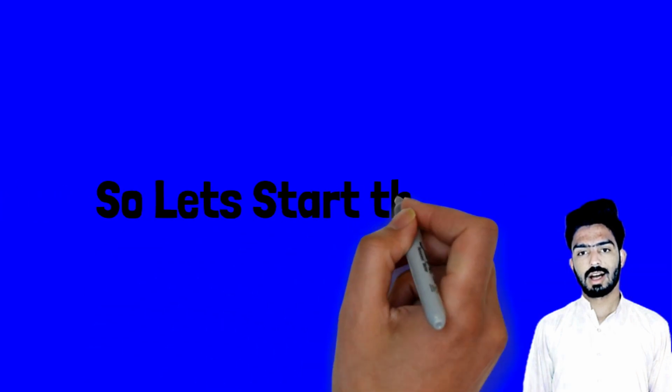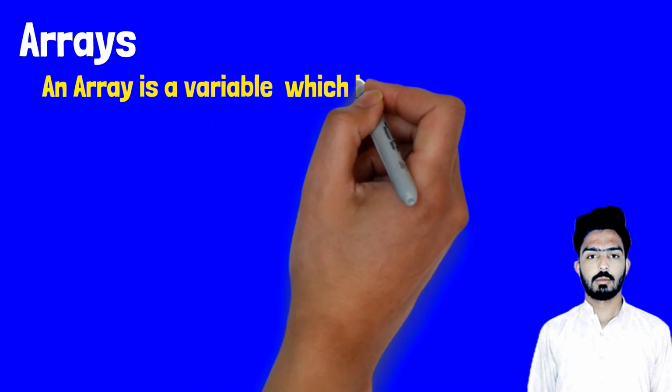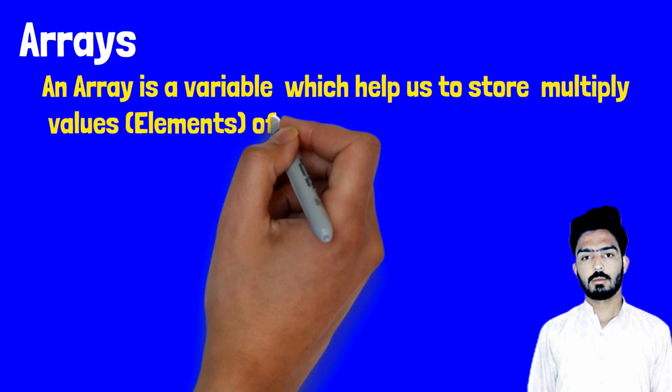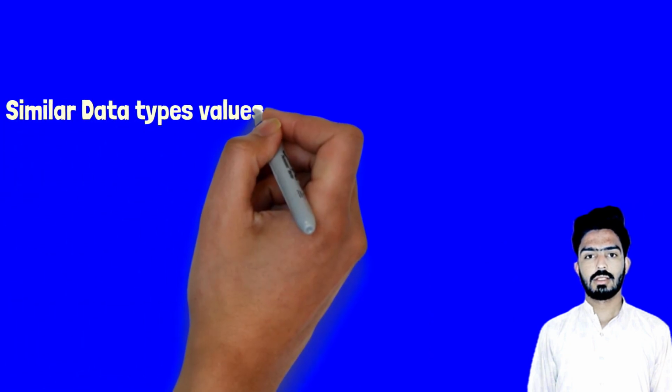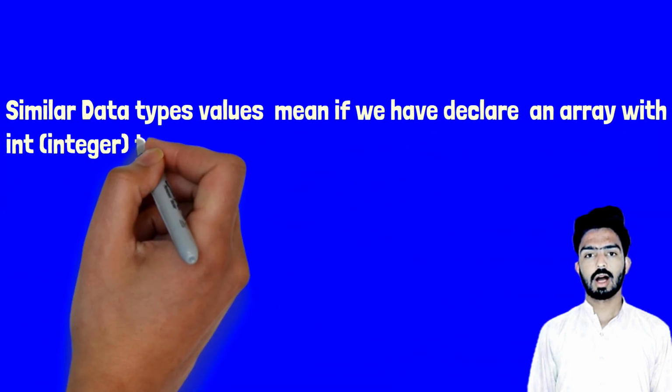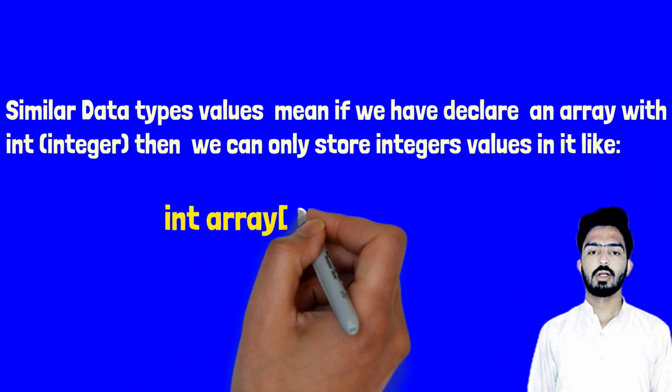So let's start with arrays. An array is a variable which helps us to store multiple values or elements of the same type. Let's see it in more detail. Similar data type means if we have declared an array of integers, then we can only store integer values in it, not characters.